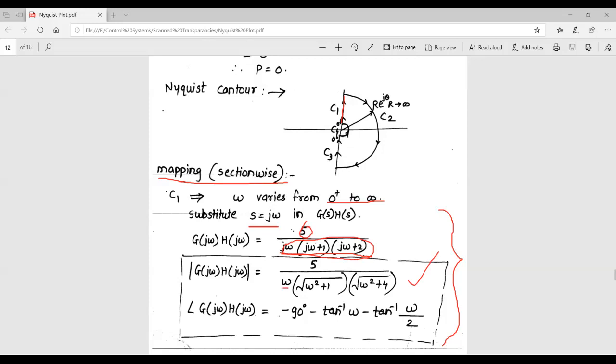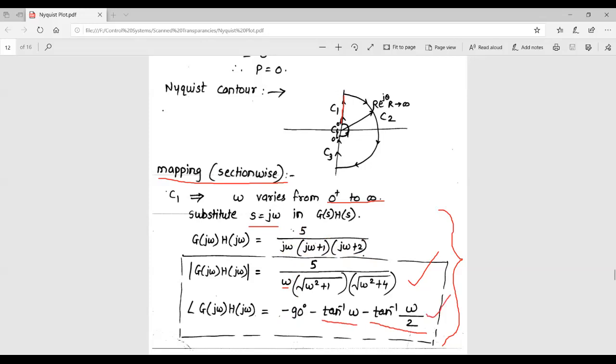Angle for this factor would be minus 90 degrees. Now again, the knowledge that we gained while learning the Bode plot comes to our support. So minus 90 degrees for this particular factor. Then for this factor, the angle has to be negative because the factor is in the denominator, right? So the factor is in the denominator and the angle is tan inverse of omega. Then another factor would be minus, again the same factor in the denominator, tan inverse of omega by 2. So this gives you the phase of the system.